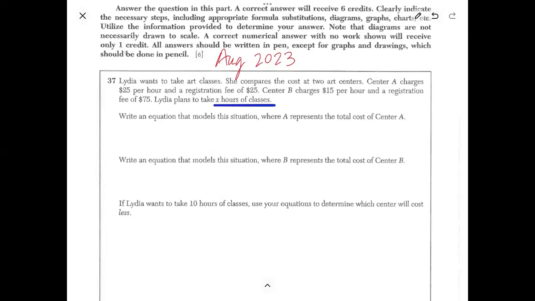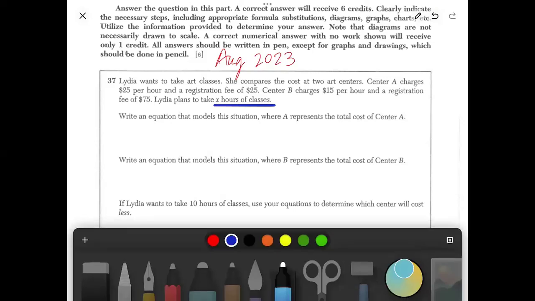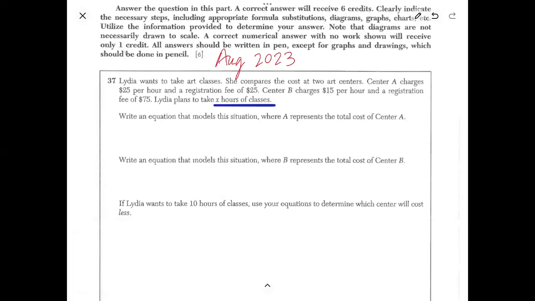All right, so now they want us to write an equation that models the situation for A, the total cost, and they also want us to write an equation for B, the center B total cost. What I was saying in the previous two videos is that these are going to be linear equations, obviously, and they're usually in standard form or slope-intercept form. Those are the two choices. In this case, this one is going to be slope-intercept form because they give us the slope. When they say $25 per hour, that's the slope.